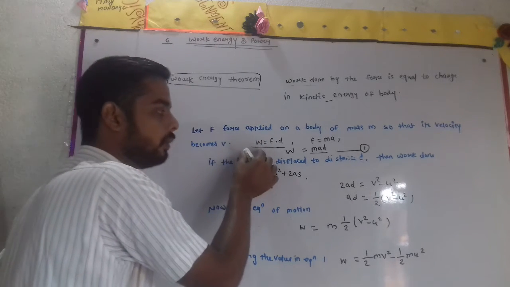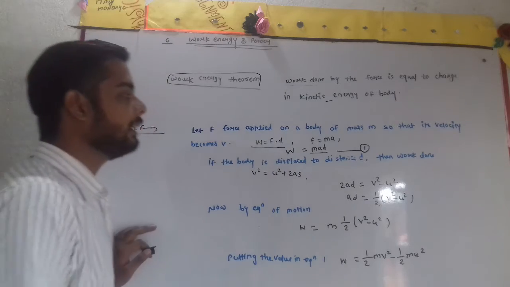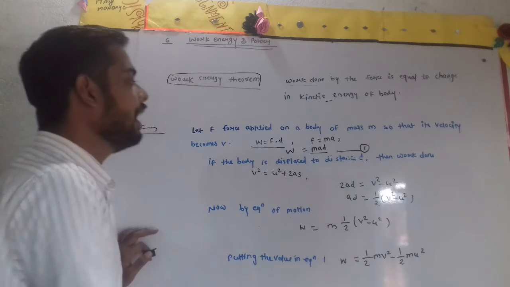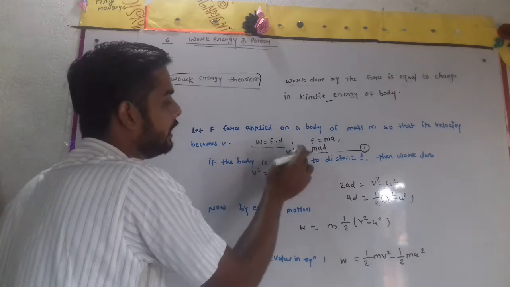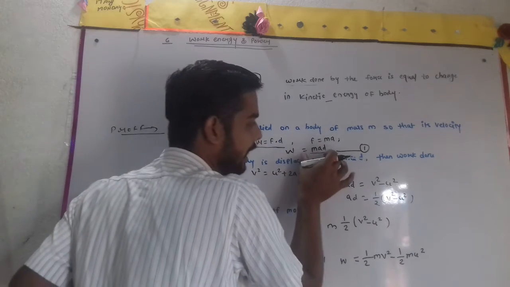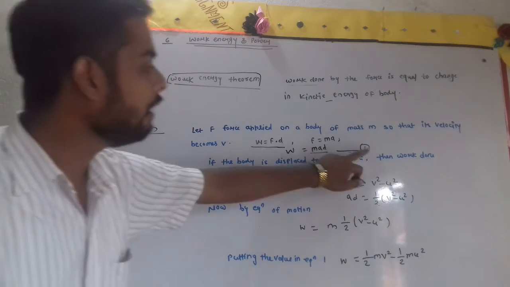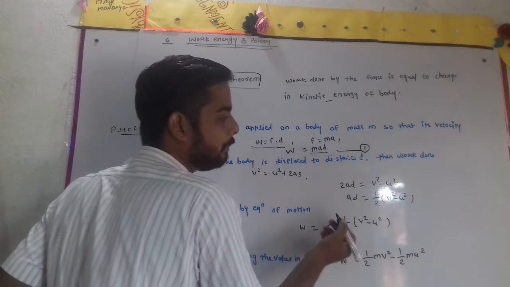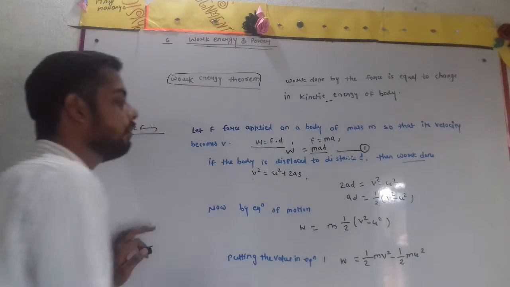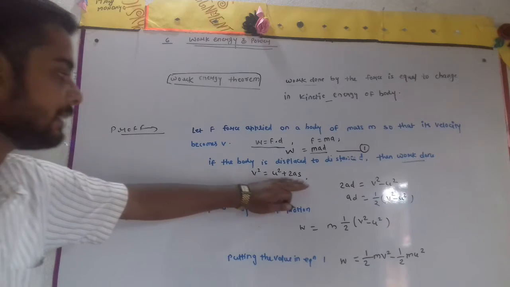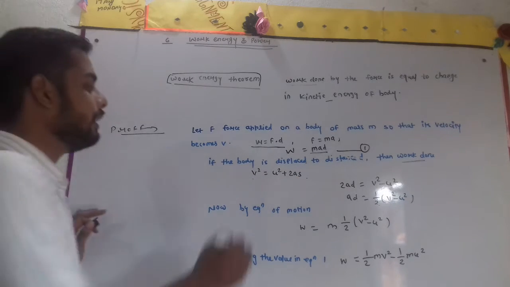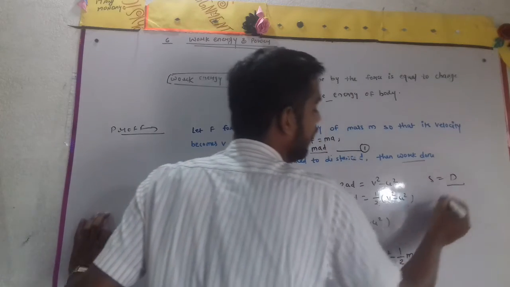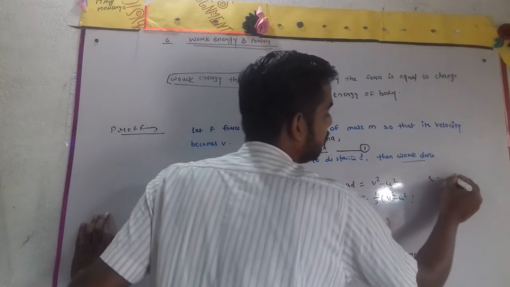We know that work equals force into displacement, and force is equal to mass into acceleration. We put ma in place of F, then we get W equals mad. This will be our equation number 1. Now from the equation of motion, we know that V square is equal to U square plus 2as, and here we will replace s by d, so we write small d.